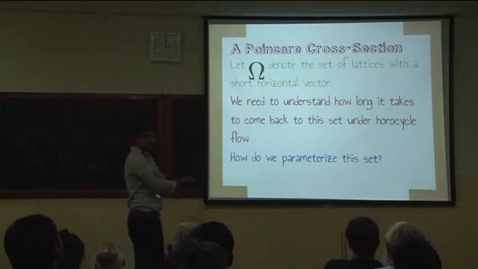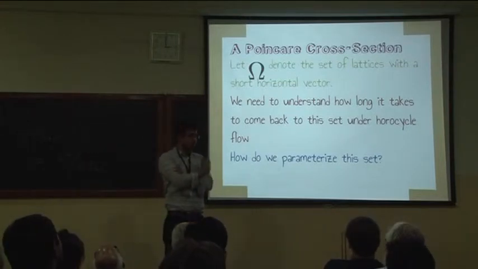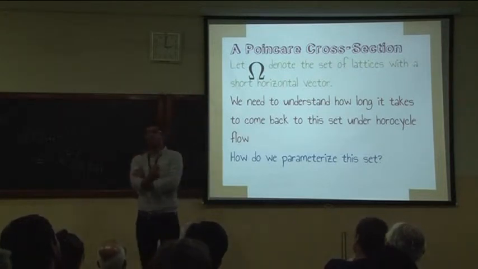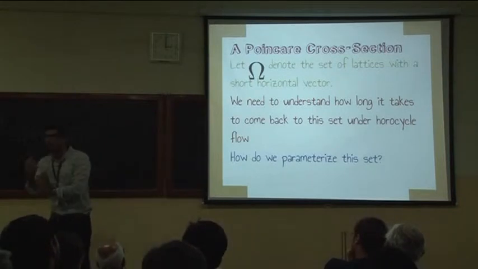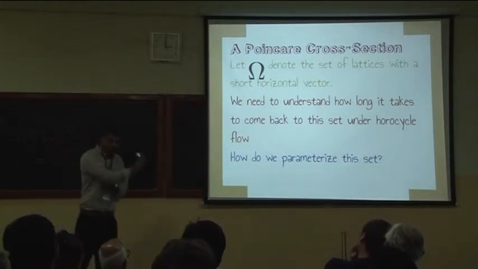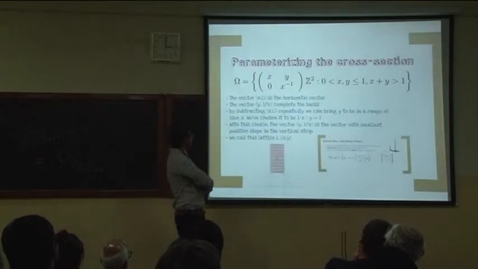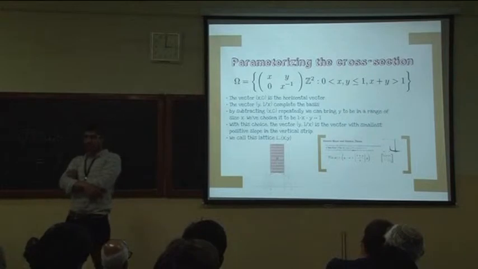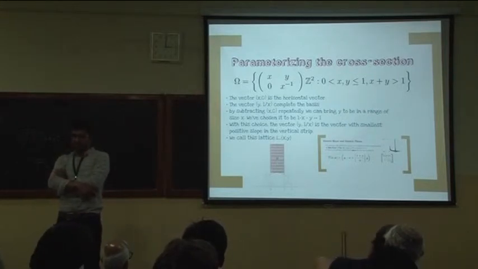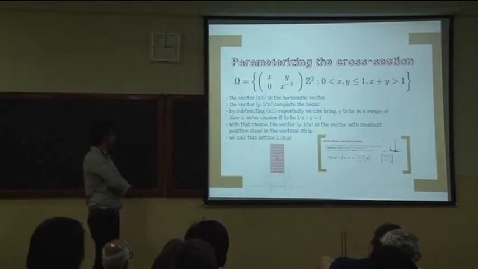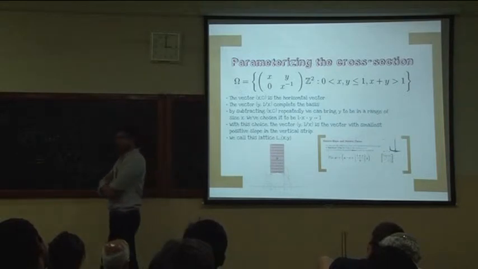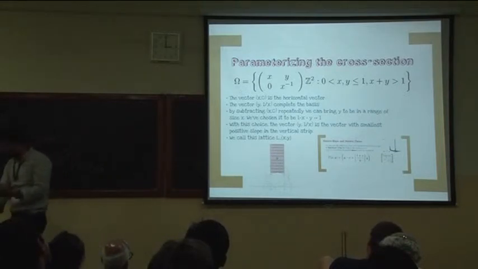The first question is, how do we parameterize the set? So we want to know some function on this set. I like coordinates. I want to describe a function in coordinates. So let me first give you coordinates for this. I claim that the set of lattices with a short horizontal vector can be parametrized by upper triangular matrices x, y, 0, x inverse, with 0 less than xy less than or equal to 1, and x plus y strictly bigger than 1.